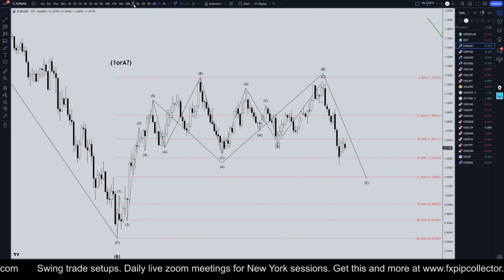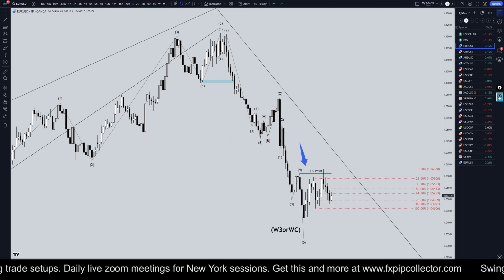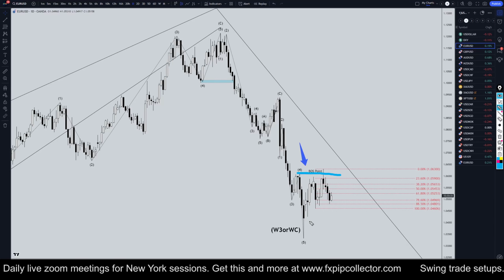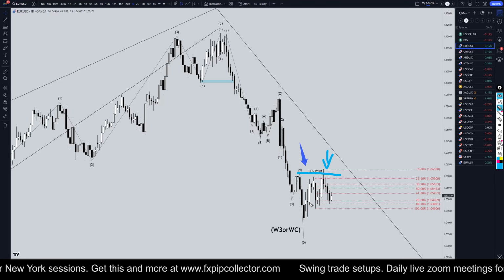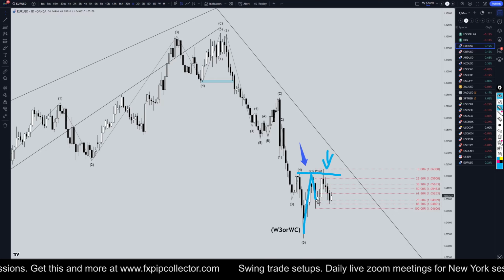Heading down to the daily time frame. Now on the daily time frame, this is the breaker structure point for me. If price goes up and breaks and holds above this structure, then I'm going to say that the trend is very likely over. To me, it looks like an ABC correction.